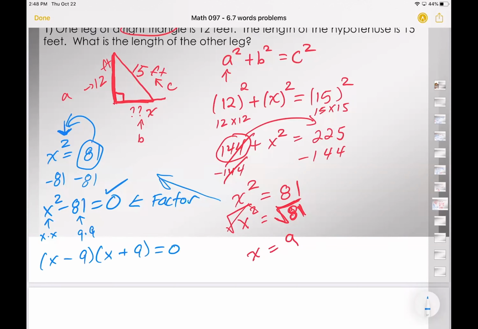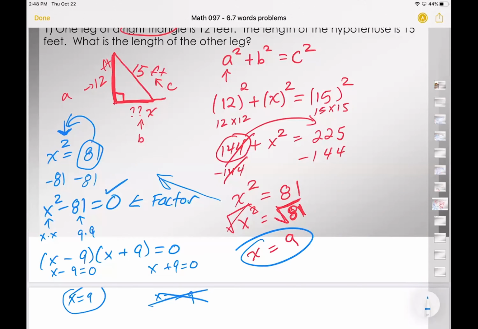And looking at this, we see this answer over here. Do you agree that if I take x minus 9 and set it equal to 0, and x plus 9 and set it equal to 0, here is x equal to 9, and over here is x equal to negative 9? And remember, we cannot use a negative number as our answer because you cannot tell me that the distance from here to here is negative 9 feet, right?